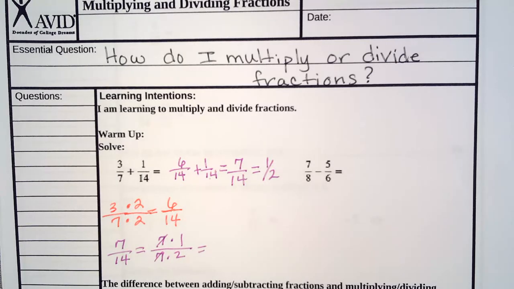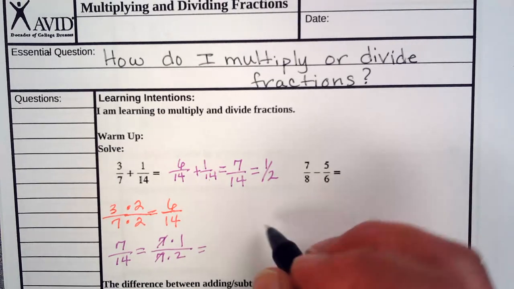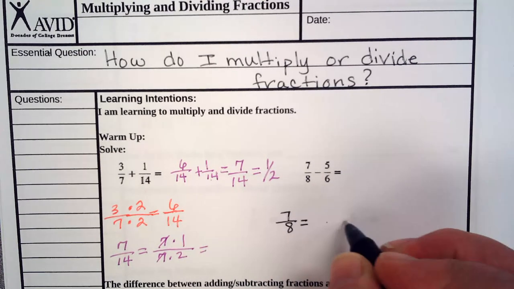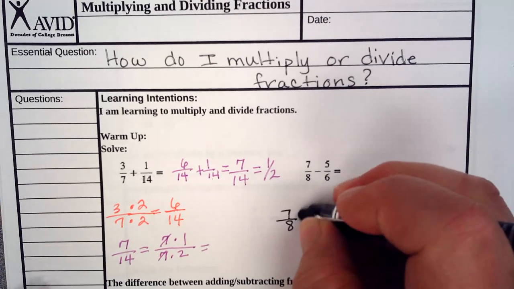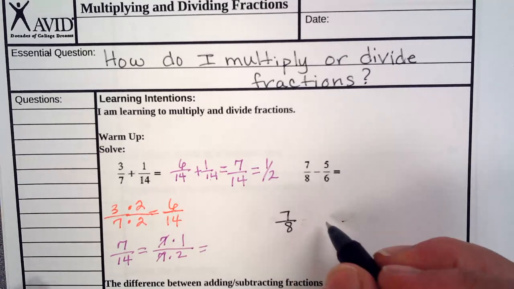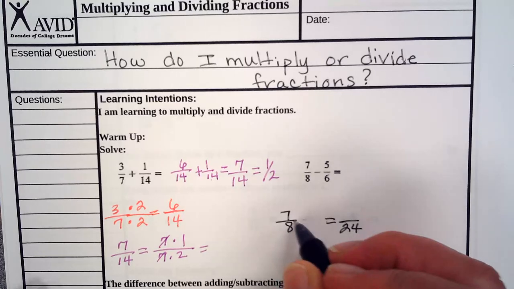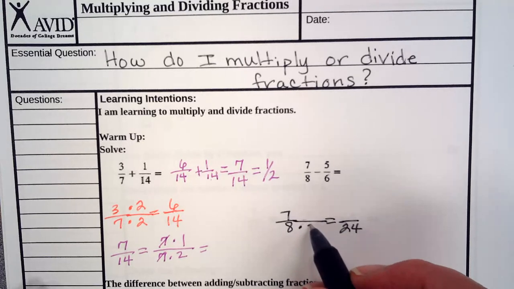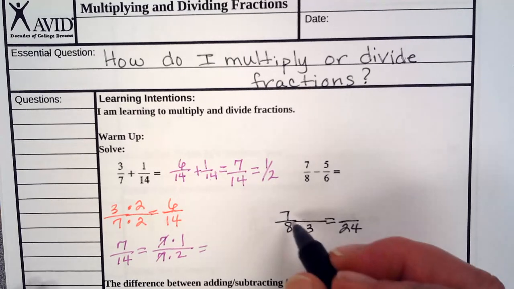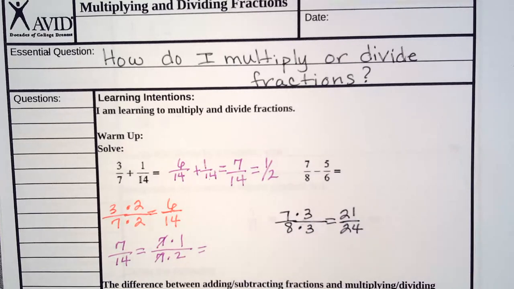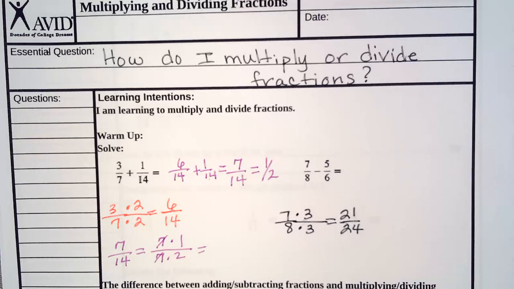So let's take a minute and let's look. 7 over 8 equals what over 24? Okay, I know that 8 times 3 is 24. 7 times 3 is 21. So 21 over 24 is equivalent to 7 over 8.